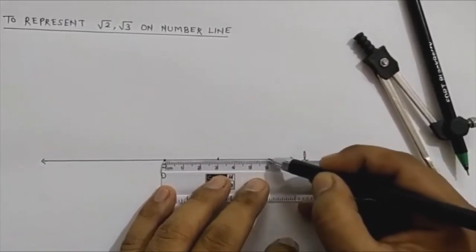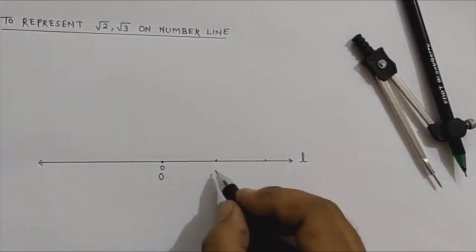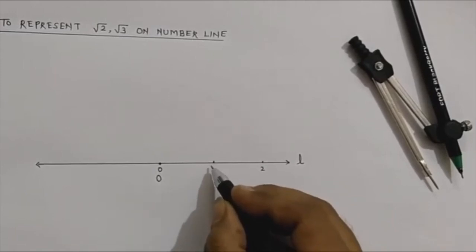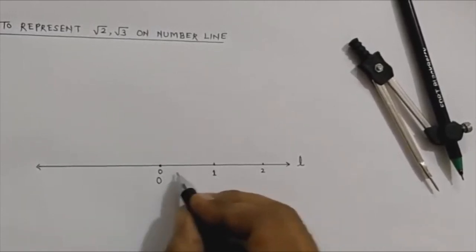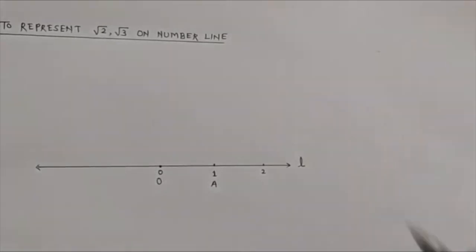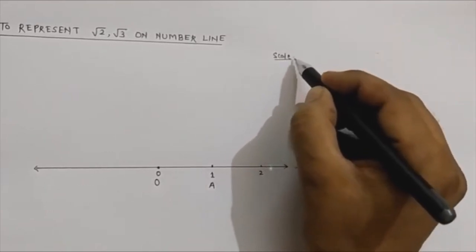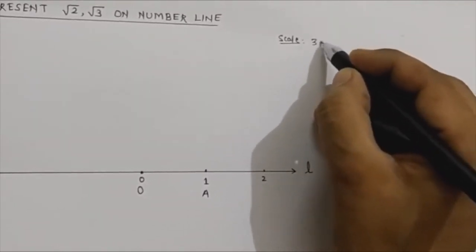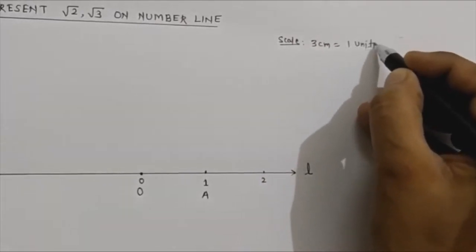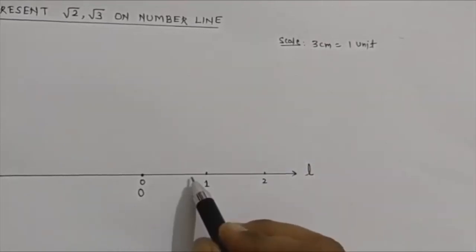Next, this is also 3. So this distance is 3 centimeter, but we are writing it as 1 and this as 2. This is 1 unit. Name this as point A. Here we have taken, we can write on the scale, 3 centimeter equal to 1 unit. You have taken the scale 3 centimeter equal to 1 unit.